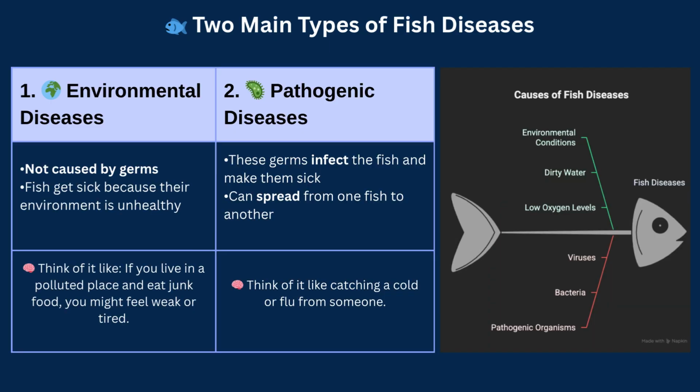junk food every day. Now the second type, pathogenic diseases. These are caused by tiny germs like bacteria, viruses, fungi, or parasites. They actually infect the fish and make them sick. And yes, they can spread from one fish to another, just like how we catch a cold or flu.